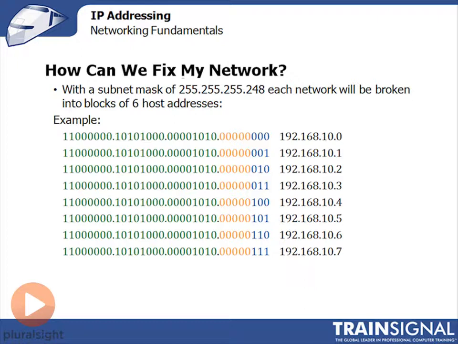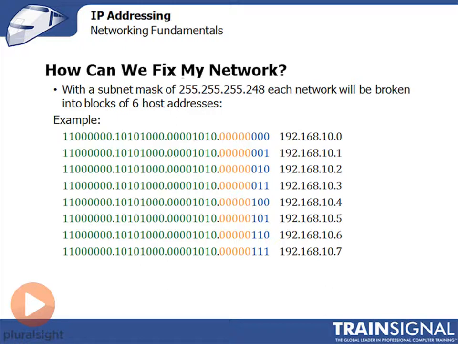Well, what we can do with a subnet mask of 255.255.255.248, each network gets broken into a block of 6 host addresses. Now, why do we say 6? Looks like there's 8 listed here, right? We go ahead and start with the network ID that we had, 110000010101. Basically, that's 192.168.10. And then when we now have the subnet portion of the network ID, we'll just start with all zeros. And then we use the 8 different combinations that are left from the remaining 3 bits for the host ID. Right? We have 000, 001, 010, 011, 100, 101, 110, and 111.